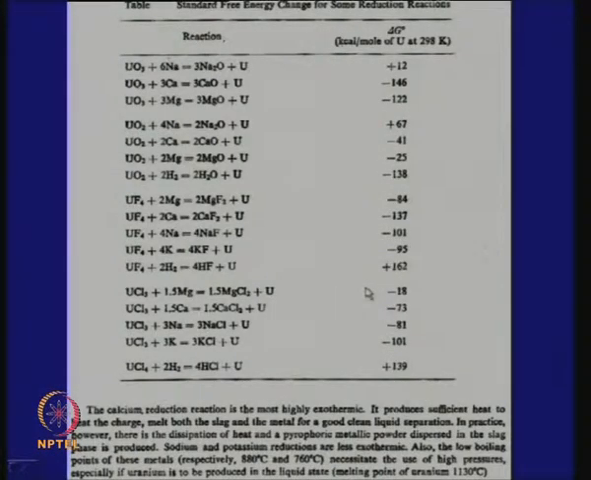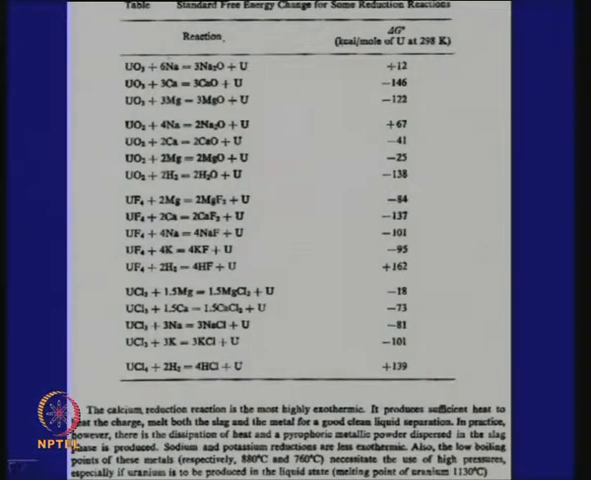Now, what do we choose? We have so many choices to produce uranium: by metallothermic reduction of oxide, metallothermic reduction of fluoride, also chloride. Now, there the other criteria will come into picture. What is the physical state of the reducing agent? What is the physical state of the products, where slag metal separation will be easy, etc., etc.